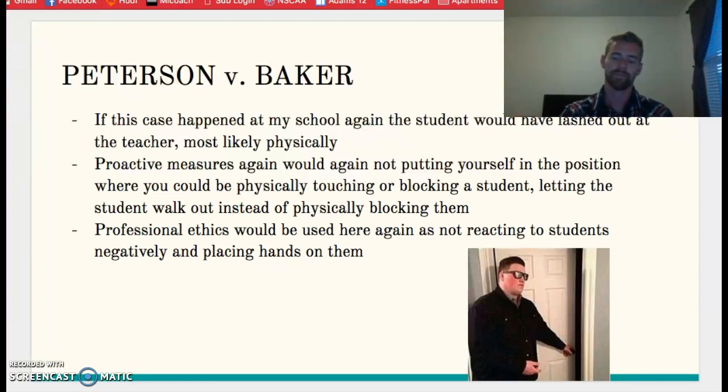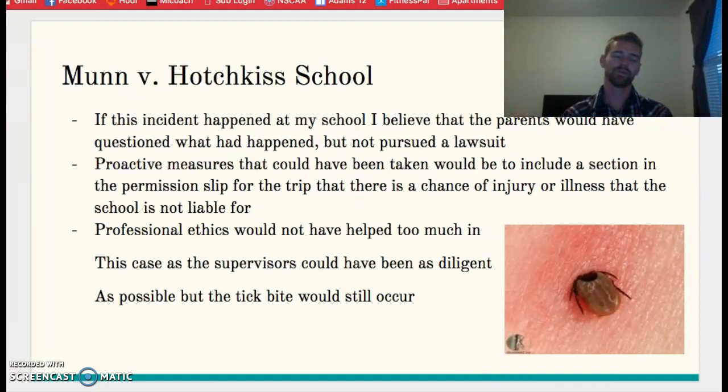and is putting the teacher in a pretty bad situation. So moving on to the negligent cases, the first one is going to be Munn versus Hotchkiss School. In this one, Hotchkiss School was taking their students on a trip. They're in China. They're hiking. Munn was bitten by a tick while they're hiking, which gave her a pretty bad disease, causing serious neurological damage, and she couldn't talk anymore.